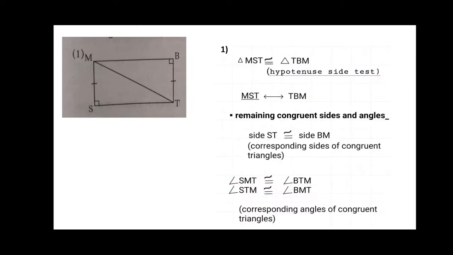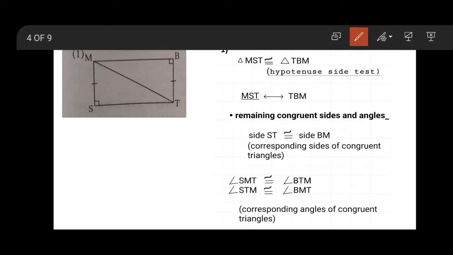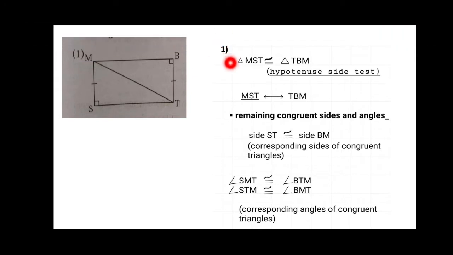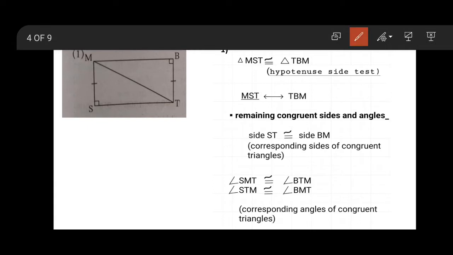Remaining things, in this way we will write the answers. Triangle MST is congruent with triangle TBM, and the test will be the hypotenuse side test. The one-to-one correspondence will be MST in correspondence with TBM. How will we understand this? MST: MS means we have started with the congruent sides, MST. Then again with the congruent side of the other triangle, TBM. So in this way there will be a one-to-one correspondence.